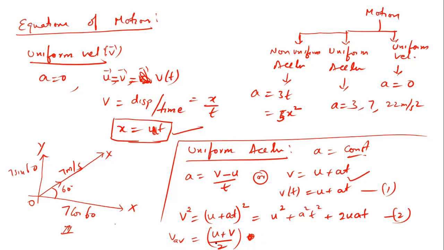Now we can take up a new slide to derive the equations of motion. So we have already got v equal to u plus at, and then we have v average.